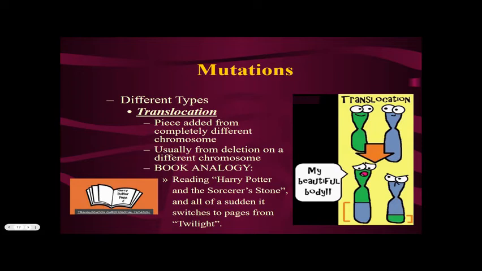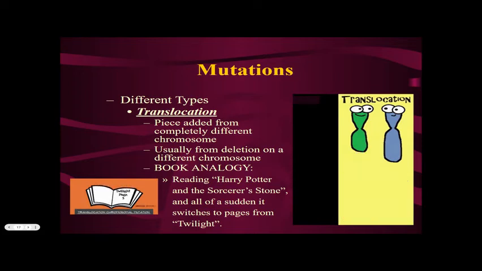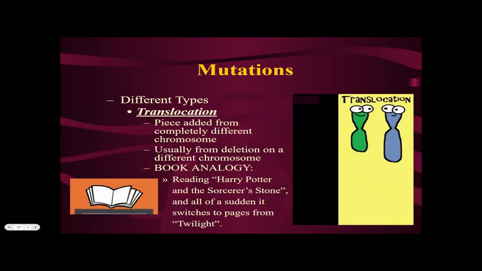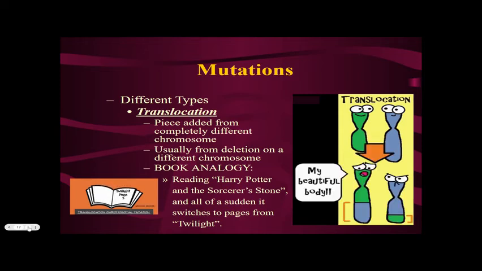And so these book analogies give you an idea of how these mutations would affect an organism, where the information may be missing, or it may be there twice, or it may be in the wrong order, or it might not be where it's supposed to be. And that can cause lots of problems for the organism.